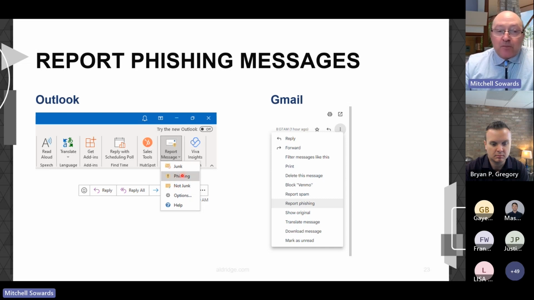This is really important. I've had clients ask me, does that really do any good? Does it benefit me? Does it benefit my organization if I report this as phishing? And the answer to that question is absolutely 100% yes. Microsoft processes billions of emails every day, and they take the telemetry from all of those emails to put defenses in place in real time.